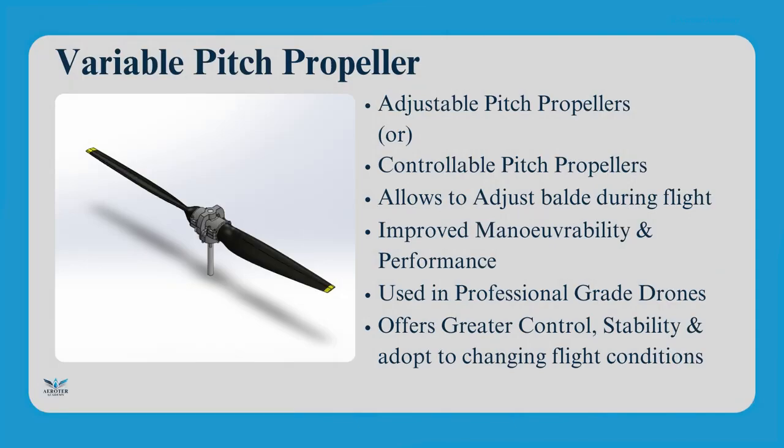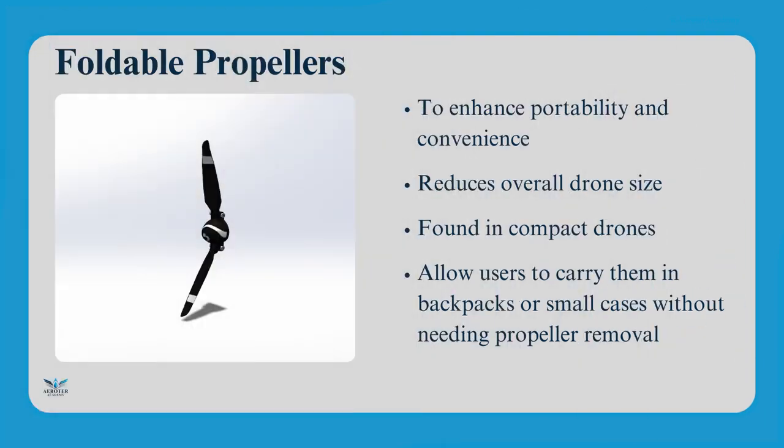Variable pitch propellers. Also known as adjustable pitch or controllable pitch propellers, these allow the drone's flight controller to adjust the blade angle during flight, improving maneuverability and performance. Variable pitch propellers are commonly used in professional-grade drones, as they offer greater control, stability, and can adapt to changing flight conditions. Folding propellers. Designed to enhance portability and convenience.